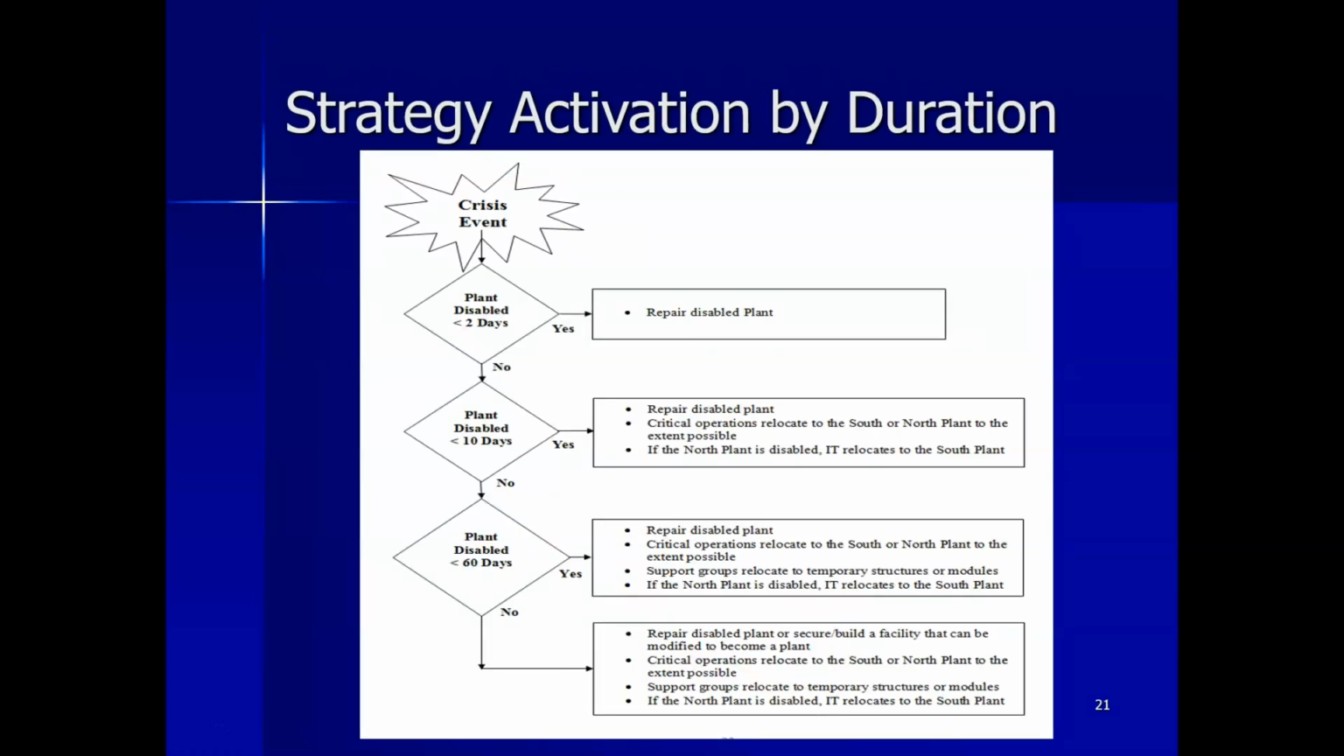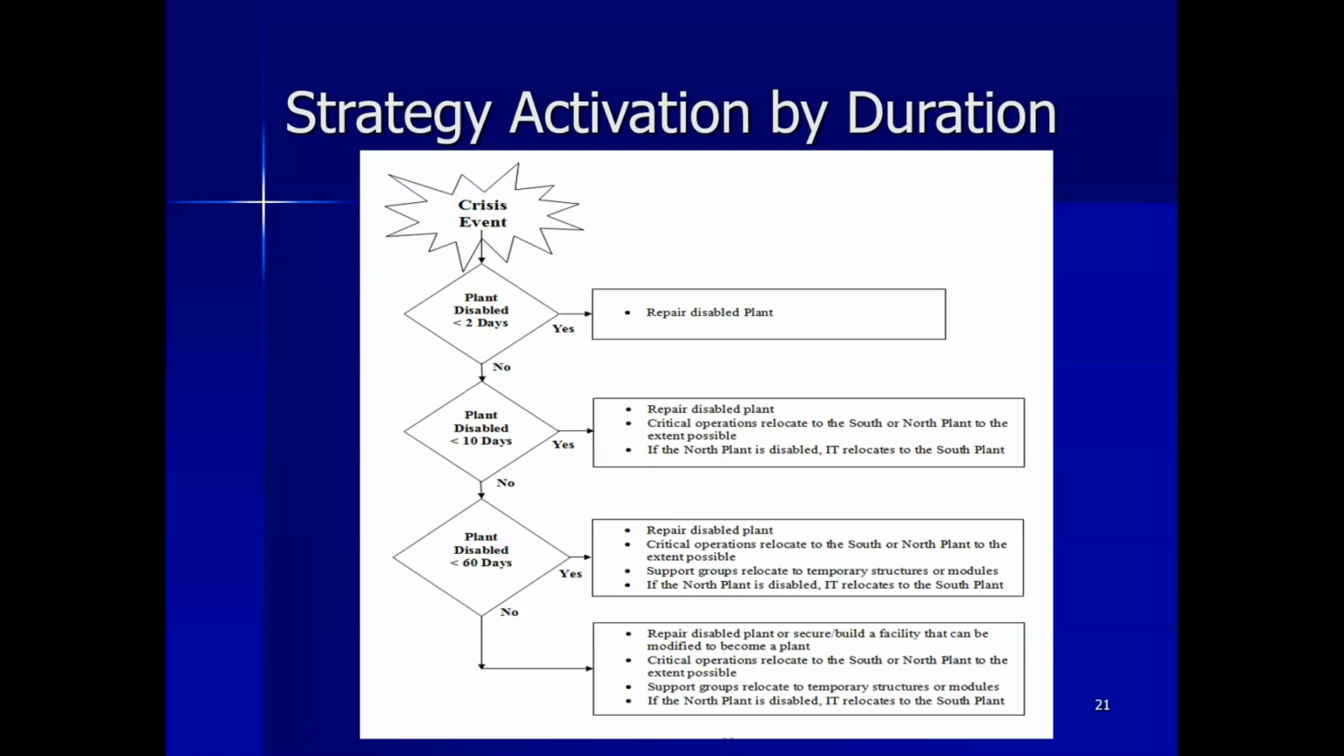Now we're going to cover a strategy action by duration of disruption. This slide illustrates a method to activate strategies that are effective for a manufacturing facility with two manufacturing plants, a north plant and a south plant. This business has a 2-day RTO for critical operations, and community-wide crisis events are unlikely, and it is assumed that both plants would not be simultaneously disabled for a significant period of time.